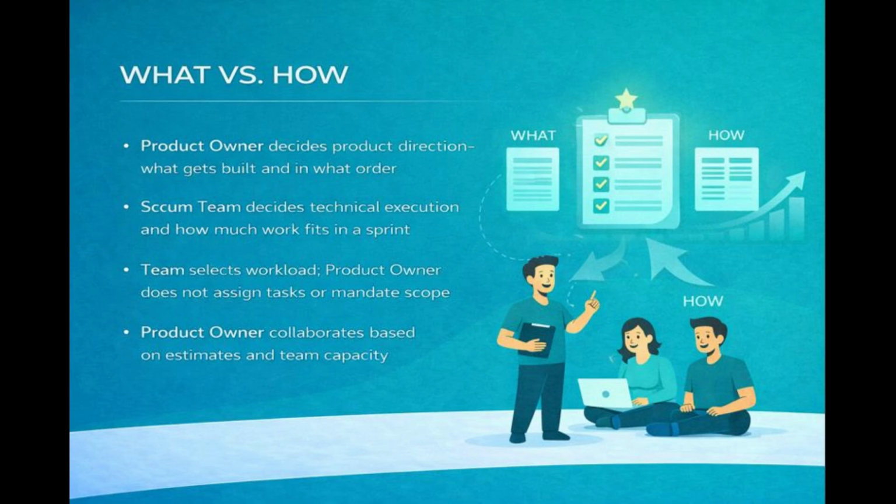What versus how. The product owner is responsible for product direction, what gets built and in what order. The Scrum team owns the technical approach and execution, how the work is done, and how much can realistically be delivered in a sprint. During sprint planning, the team selects the amount of work it believes it can complete. The product owner does not dictate workload or timelines, but collaborates with the team to align expectations based on estimates and capacity, clear goals, and availability.